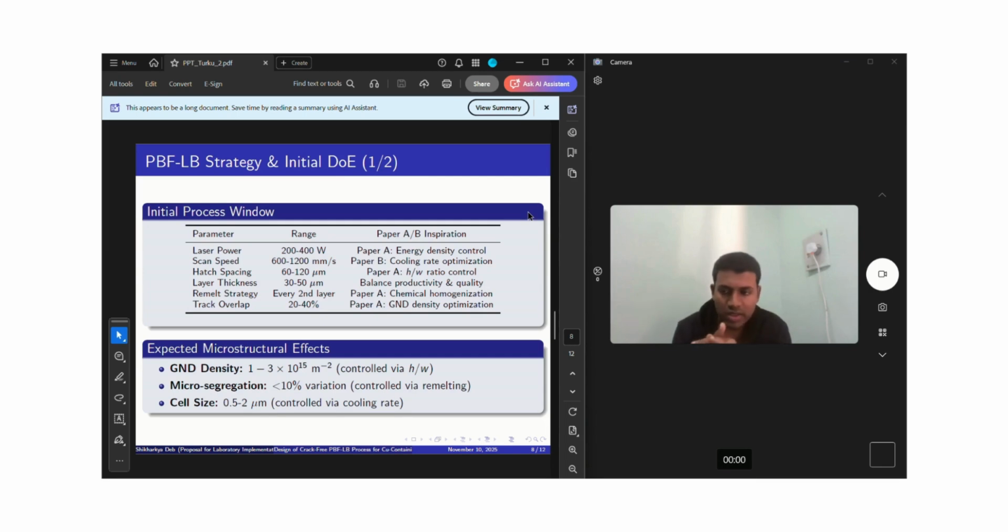This controls the solidification conditions, which includes the slow speeds of 600 millimeters per second: higher energy input per unit length, deeper melt pools, slow cooling rates, and large microstructural features.